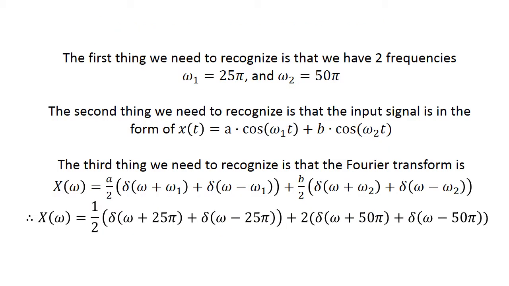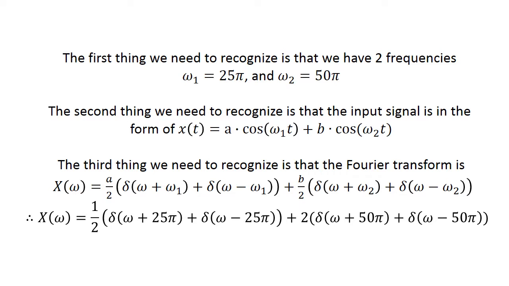The first thing we need to recognize is that we have two frequencies. Omega 1 equals 25π and omega 2 equals 50π. The second thing we need to recognize is that the input signal is in the form of x(t) = a cos(ω1t) + b cos(ω2t).